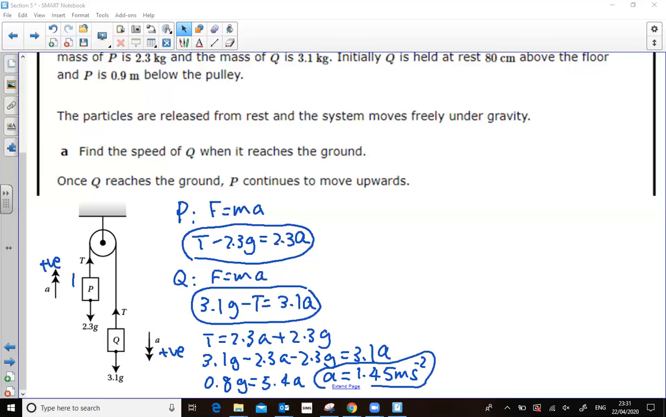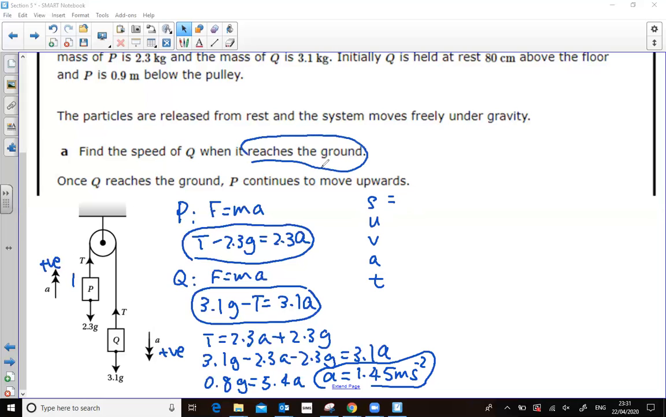Okay, so now, because we're looking for the speed, we don't really need to work out the tension yet. So now we have to use SUVAT, S-U-V-A-T. Right. So we are trying to work out the speed of Q when it reaches the ground.